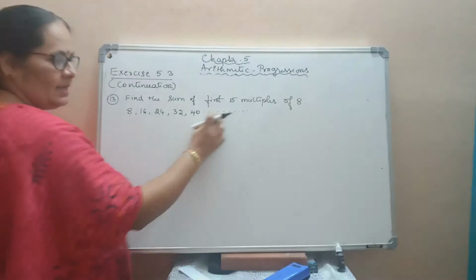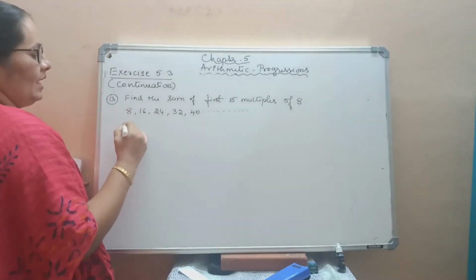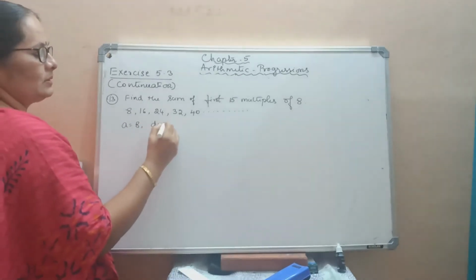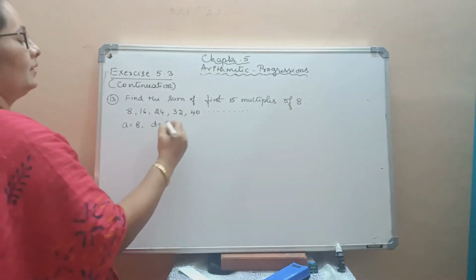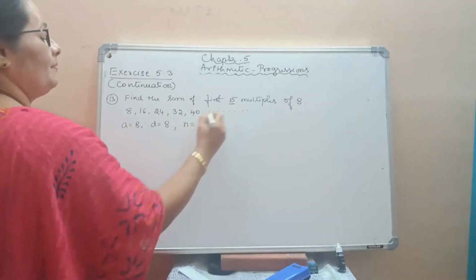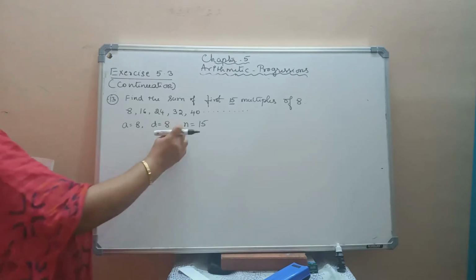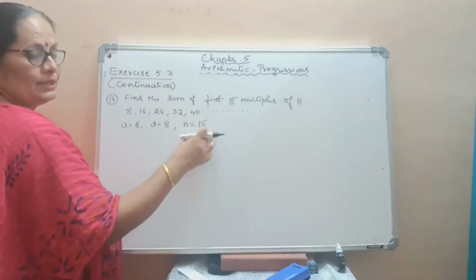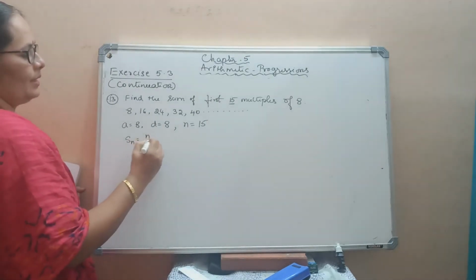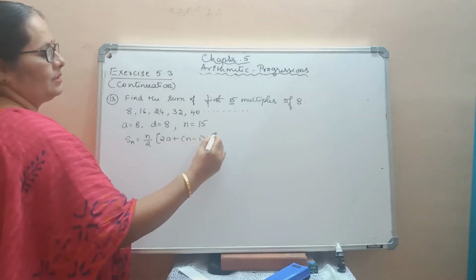First you write the multiples of 8. Then, in those multiples, a is 8, the first multiple. And the difference is also 8. Right? Then, how many multiples do you need? 15. So, first 15 multiples, that is n equals 15. So, Sn equals n by 2 into 2a plus n minus 1 into d.